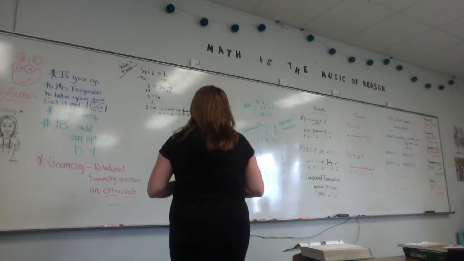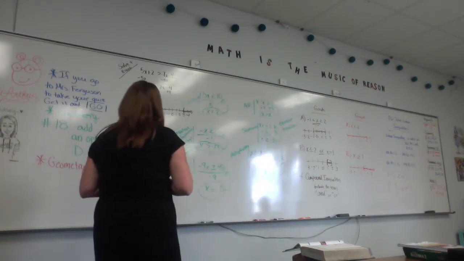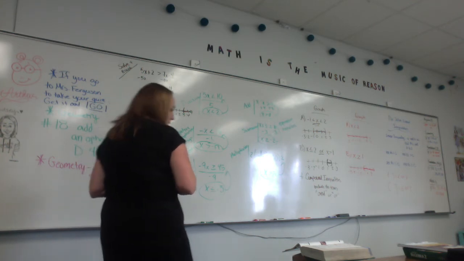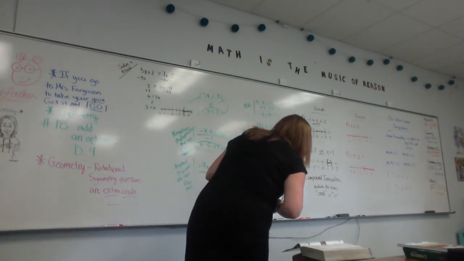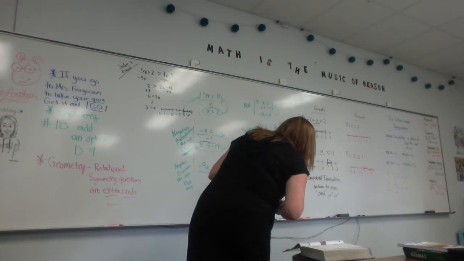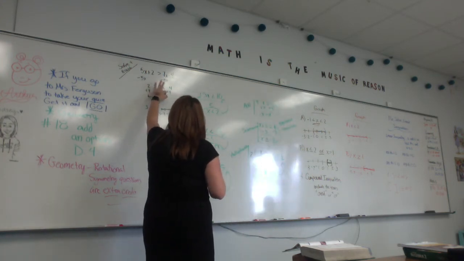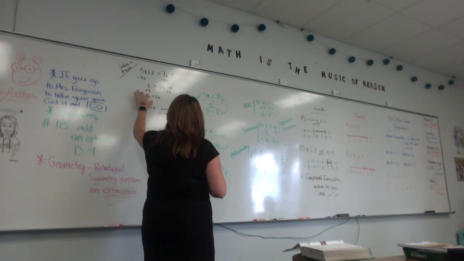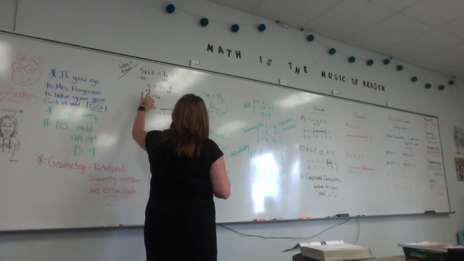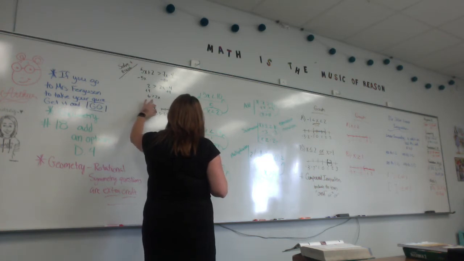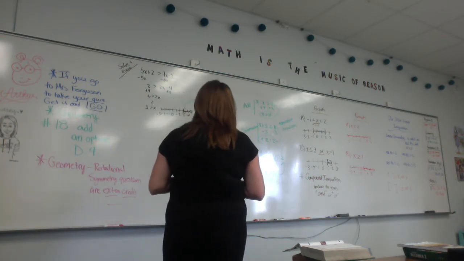I was just double checking to make sure the math was right because I feel like I screwed something up on it. We subtracted 5x, right? To give me 2 is greater than 2x minus 4. We added 4. And we got 6 is greater than 2x. We divide by 2. 3 is greater than x.